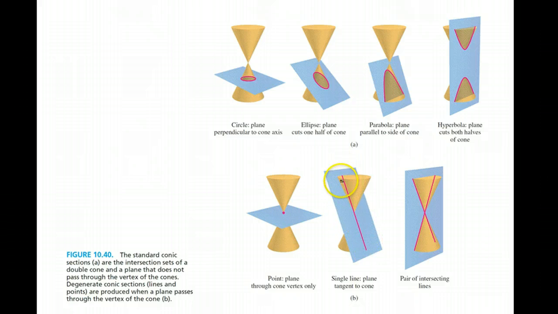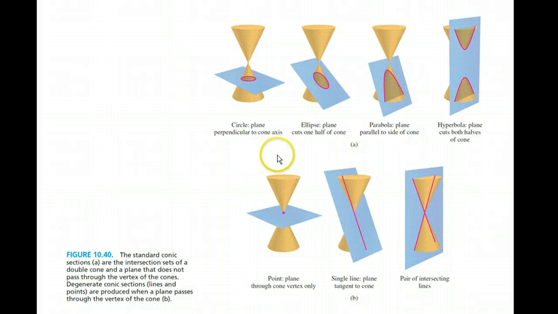That's when the plane touches, or actually, I should say it specifically, when the generator is contained in the plane. And then also when we have this, where you're slicing right down through the center of the double-napped right circular cone.